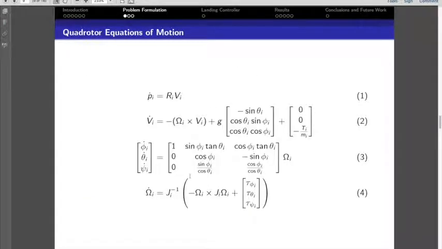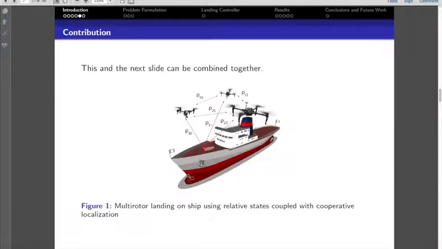So then you go to equations of motion. Before equations of motion, you can say that each vehicle is equipped with an IMU and a range sensor. Okay. So IMU and range sensor. So range sensor can measure range between quadrotors and the ship. So basically, this vehicle can measure range to all the quadrotors and ship, as well as the other vehicles. Okay. So everybody has the same sensor.